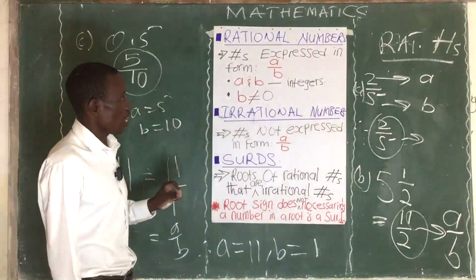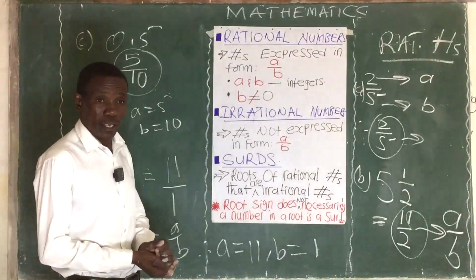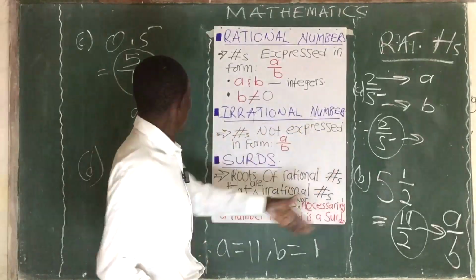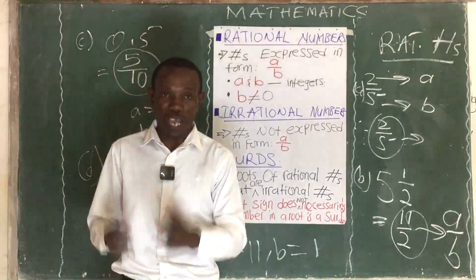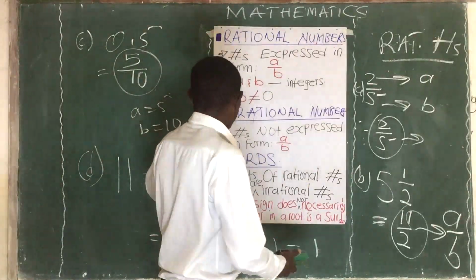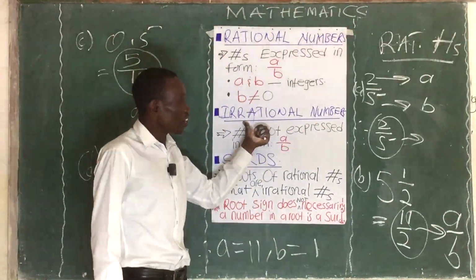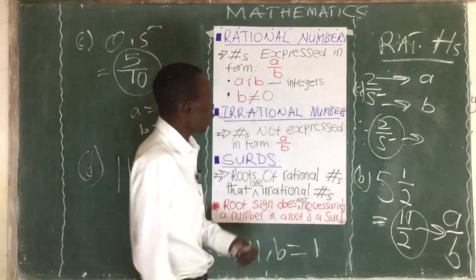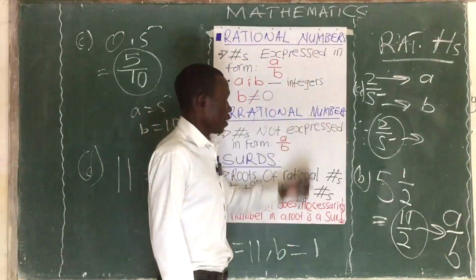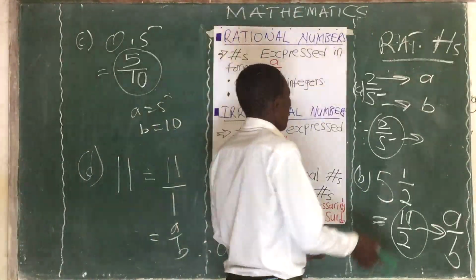Hope everything is clear on the rational numbers. You can have so many examples, A, B, C, and D, to give you a good guide. Now, let us look at this other category, which is not very easy for you to express in the form of A over B, the ones which you can call irrational numbers.